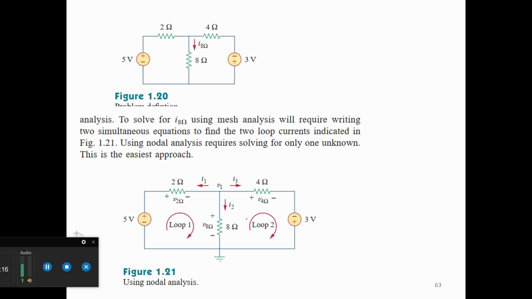Just assume that this is a problem and we want to find the unknown currents and voltages. Let's say solving for I8 ohm using mesh analysis will require writing two simultaneous equations to find the two loop currents indicated in figure 1.2.1, whereas nodal analysis requires solving for only one unknown. This is the easiest approach. So we can define these nodes and we can write equations according to these loops.